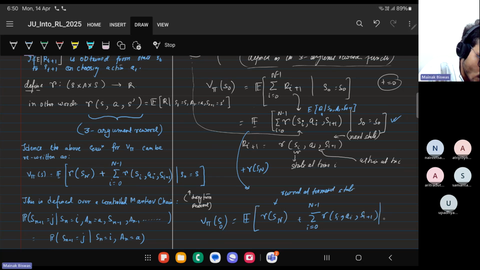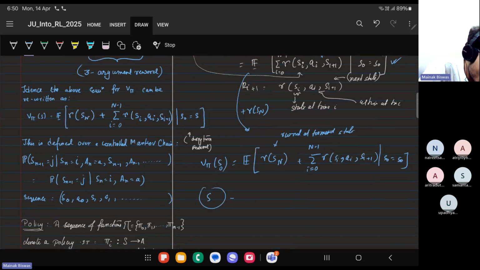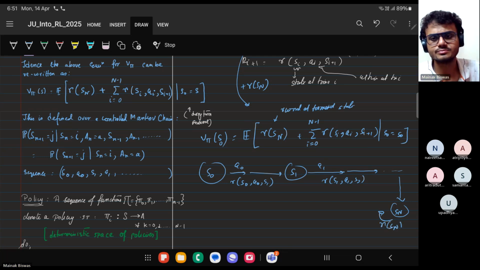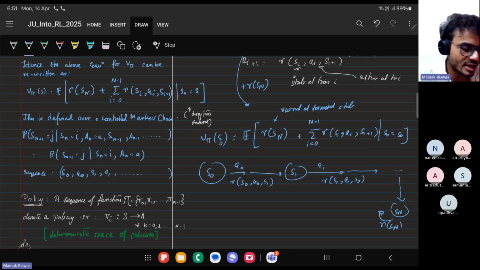I'll draw the diagram. If you have any doubts, please ask. So it's like S0, A0, R of S0, A0, S1, then S1, A1, R of S1, A1, S2, and so on. And till you reach Sn, you get a reward Rn. Is it clear to everyone? So this is what keeps on happening. And this is the finite horizon MDP.